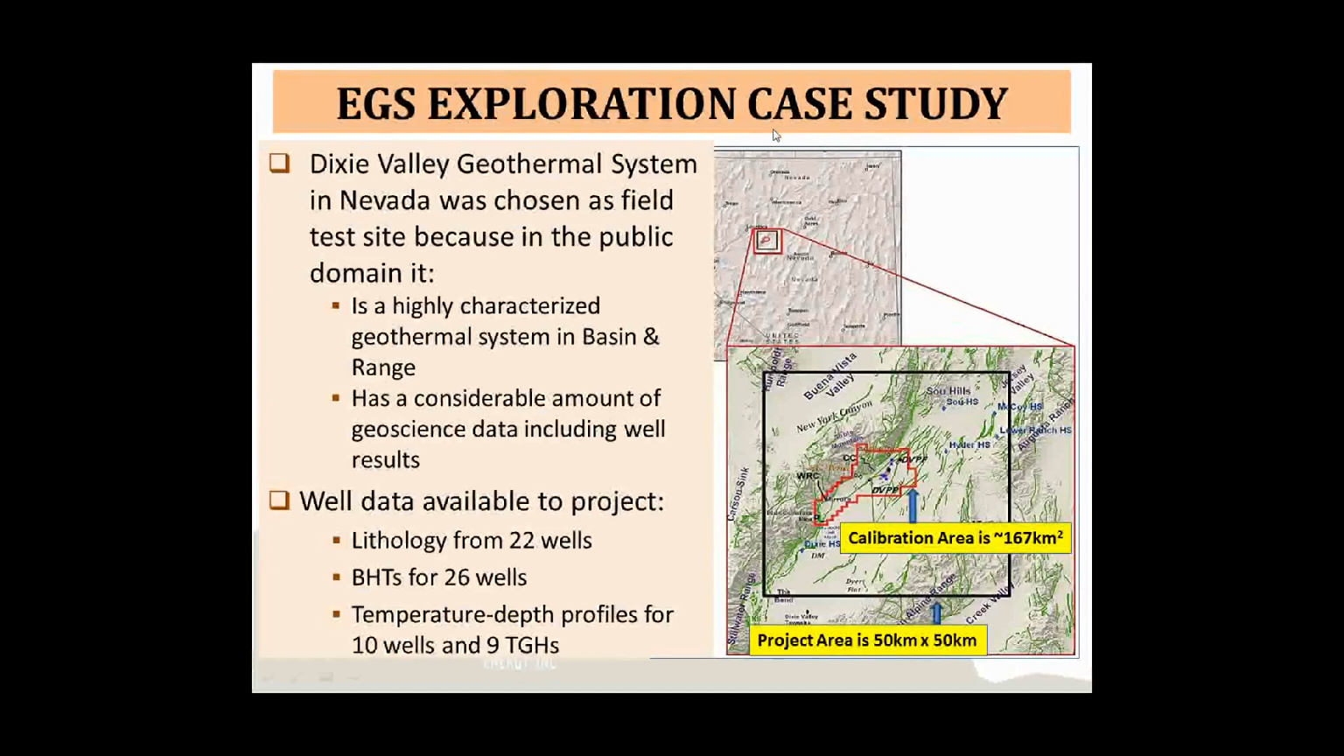The project is located in fairly central Nevada. In detail, the project area itself is 2,500 square kilometers. And what we're doing is focusing in on the well field itself, which is shown here in red. We call that our calibration area, and that's approximately 170 square kilometers.